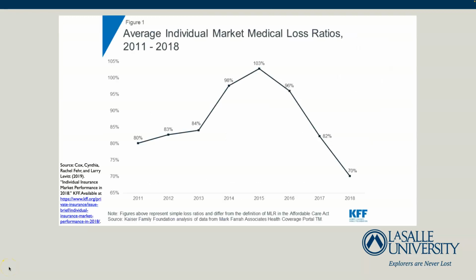So if you had a situation like we did in 2018, where that medical loss ratio falls below 80% or below 85% for large group insurers, those insurers would have to issue a rebate to those who have paid those higher premiums.